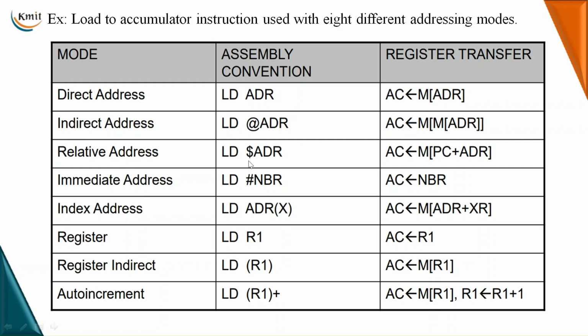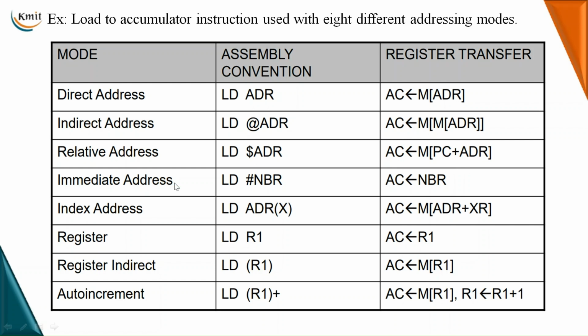If I am specifying it as a dollar relative address, dollar means PC. It is added to the contents of the PC, so we call it a relative address. Here the effective address can be calculated as the contents of the program counter plus the address part of the instruction. Together this will be the effective address. If you access the memory location using the effective address, you can find your operand, which can be loaded into the accumulator.